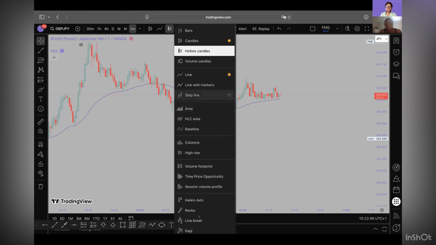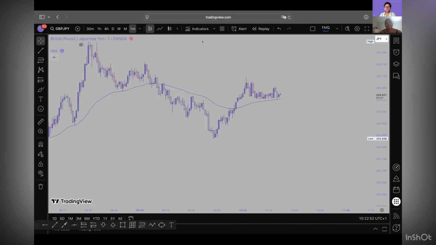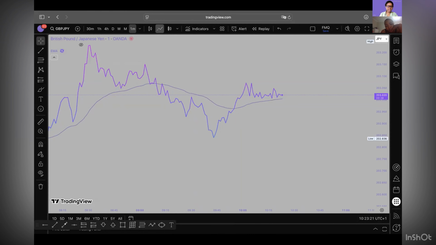But the major ones traders use is the candles, which is this one. Don't get confused by the color. I changed my color. You can change your color at any time. This is candle. This is line charts. These are the two major ones that I use.